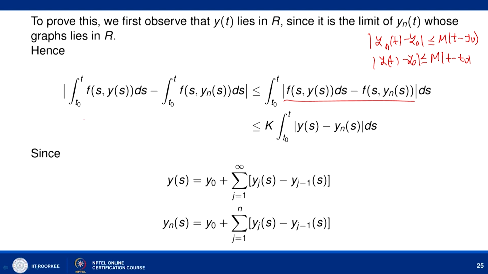Now since here we have assumed that y lies in rectangle R, to find out the bound of this, we have to look at the quantity of this. So here, what is y(s)? y(s) is y_0 plus the sum from j equal to 1 to infinity of y_j(s) minus y_{j-1}(s), and y_n(s) is defined as y_0 plus the sum from j equal to 1 to n of y_j(s) minus y_{j-1}(s). So, using these two expressions, we can find out y(s) minus y_n(s) as follows.